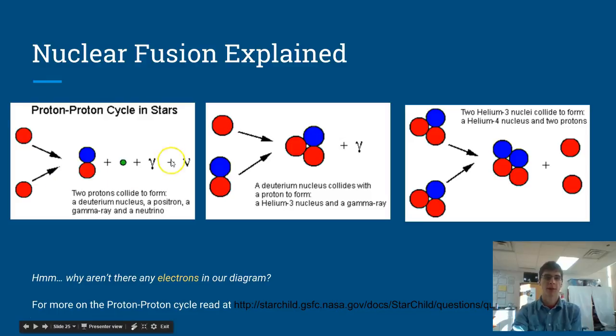This is the first step in the reaction. Two protons run into each other. We get a deuterium nucleus, which is a neutron and a proton, and then we also get energy, this gamma ray. What happens after that is we take our deuterium nucleus, which collides with another proton to create this guy right here, which is something we call helium-3. And believe it or not, it gives us another gamma ray.